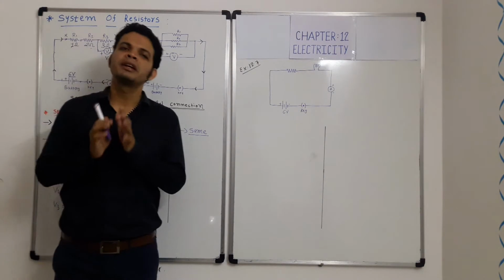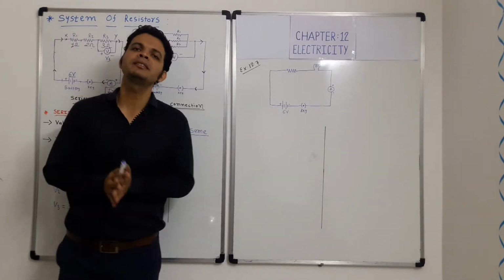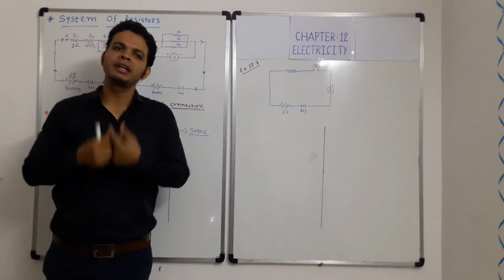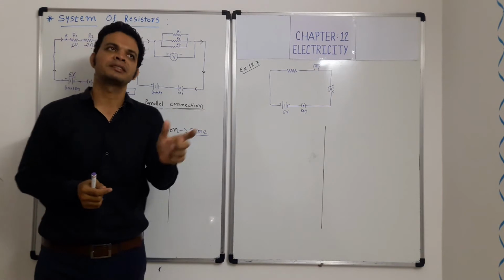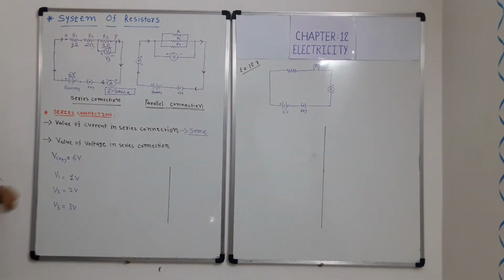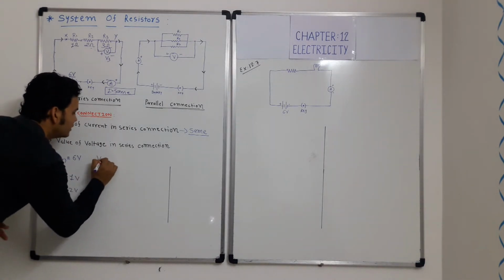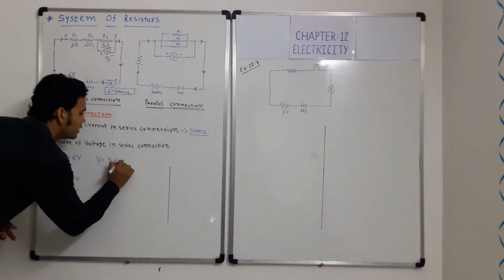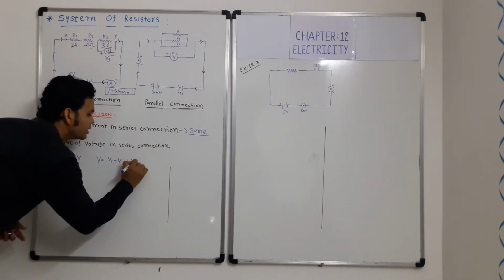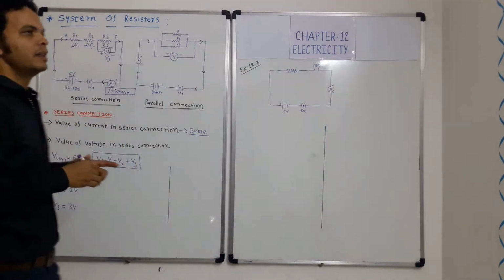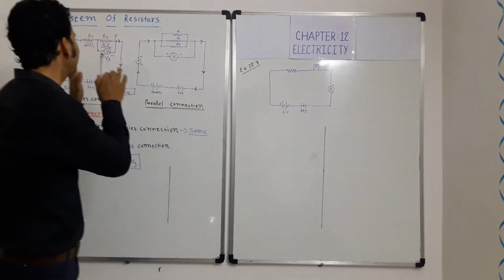So students, what I have done here, first of all I have measured the voltage across all the resistances, then I have measured the voltage across each individual resistance, and what I found is this value of 6 and this value also, 3 plus 2 plus 1, is also equal to 6. So I can write that V is equal to V1 plus V2 plus V3. Okay, so I have got this mathematical relation.